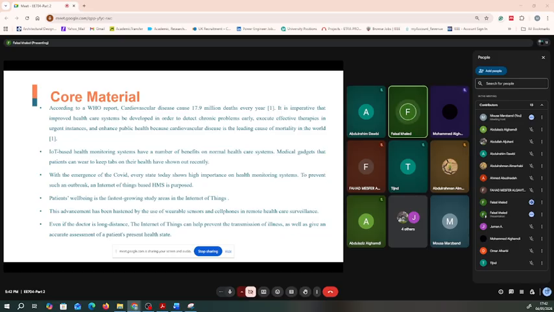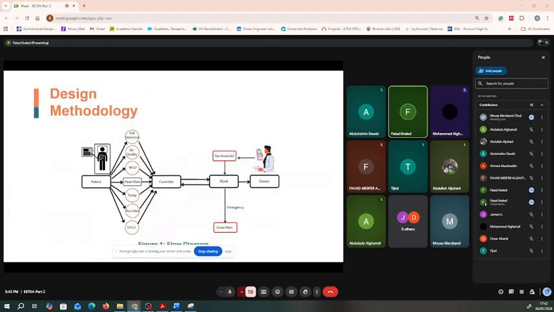The IoT-based health monitoring system has a number of benefits over the normal health care system. Medical gadgets that let the patient keep tabs on their health have been shown recently. For this project, we can use it in the hospital. If the hospital has too many patients and few doctors, we use this IoT application to cover all the patients.